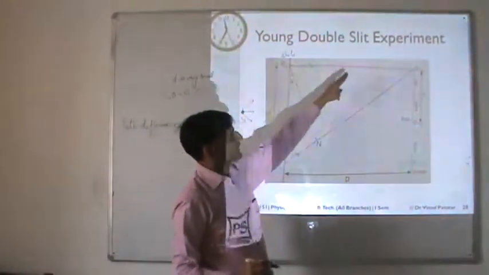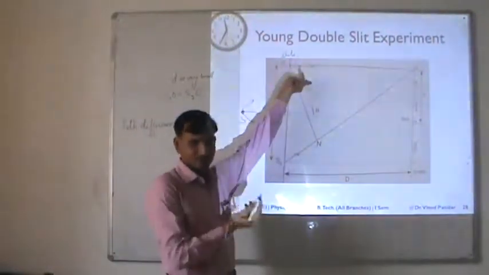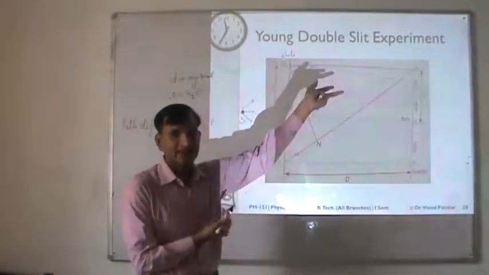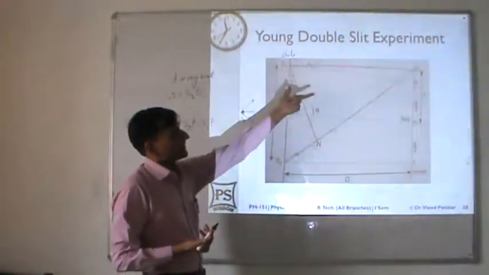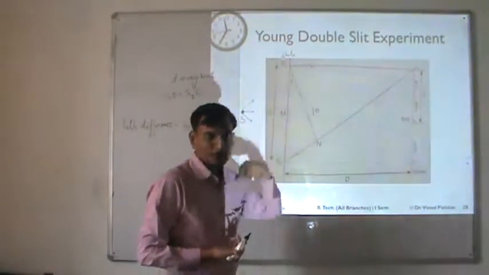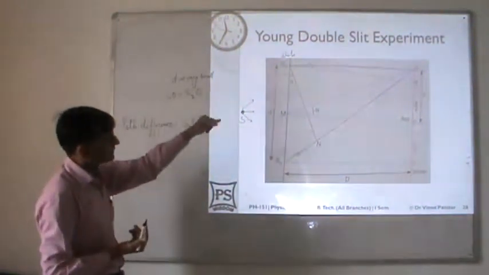Remember, both the waves are traveling in the same medium. Whatever medium you consider, in the experimental setup it was originally the air medium, so the refractive index is 1 for both cases. So the geometrical path difference is equal to the optical path difference. Now for calculating S2P minus S1P, we'll use some trigonometry.